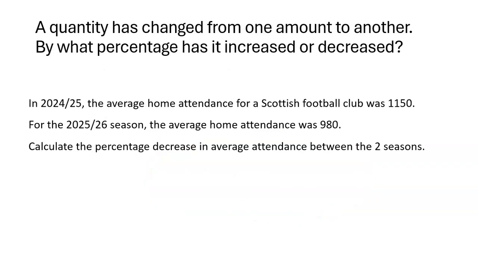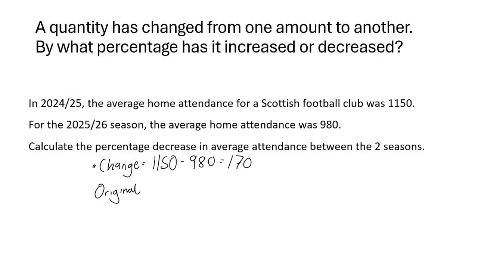So if we go back to the scenario of the football club, with the average home attendance going from 1150 to 980, we can use this formula. So the first thing we need to figure out is what it's changed by. Well, in order to do that, what we'll do is we'll take 1150 and we'll take away 980. And what that will give me is 170. So on average, we've lost 170 people. I need to know what the original is.